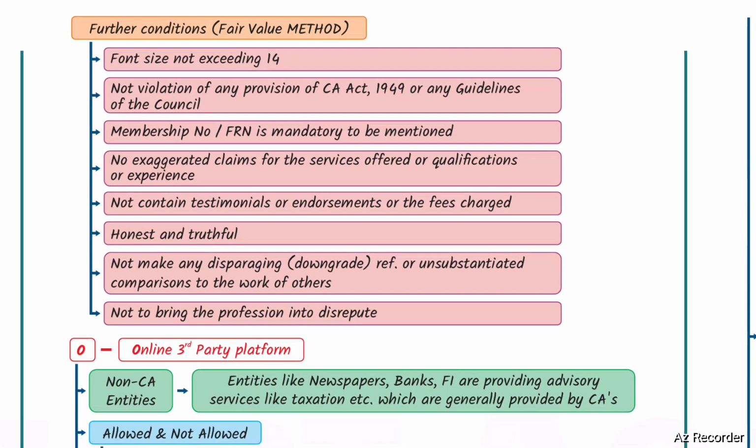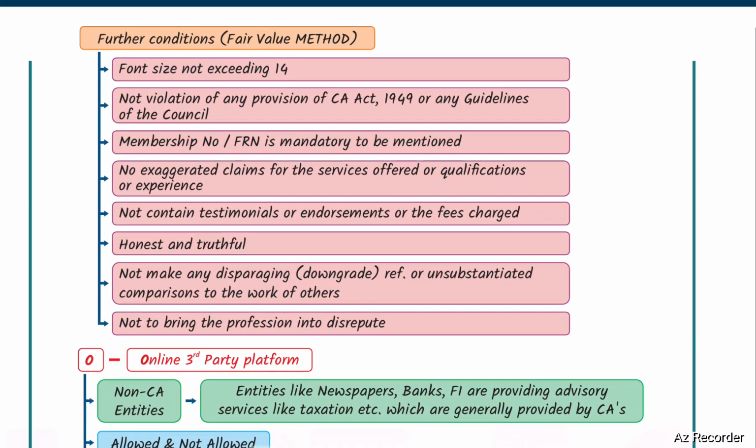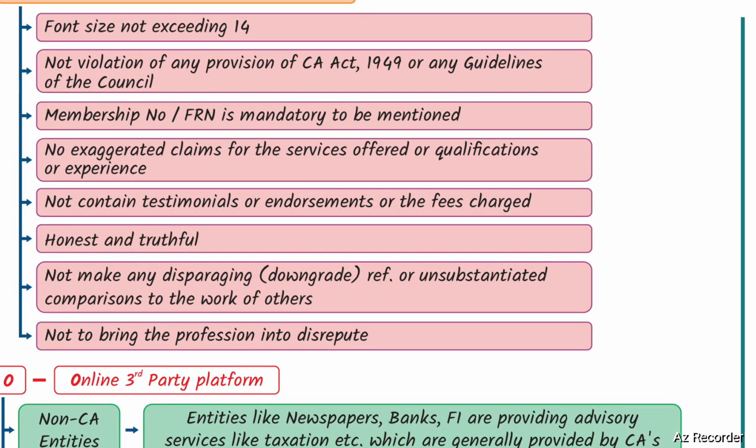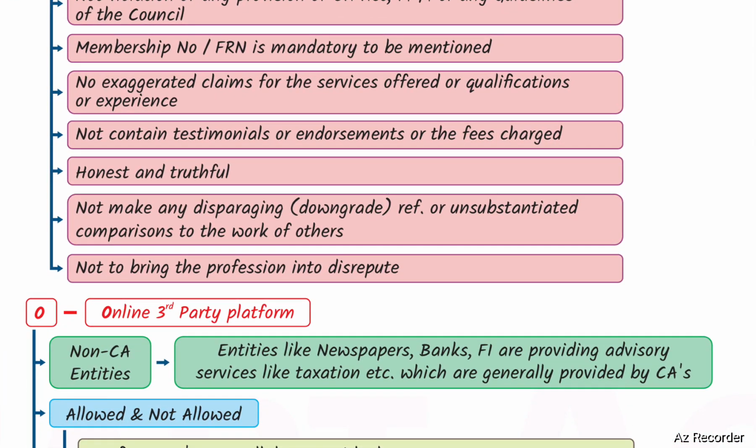Next, further conditions, fair value method. Font size not exceeding 14, not in violation of any provisions of the CA Act 1949 or any guidelines of the council. Membership number or FRN is mandatory to be mentioned. No exaggerated claims for the services offered or qualifications or experience. Not to contain testimonials or endorsements or the fees charged. Honest and truthful. Not to make any disparaging references or unsubstantiated comparisons to the work of others, and not to bring the profession into disrepute.